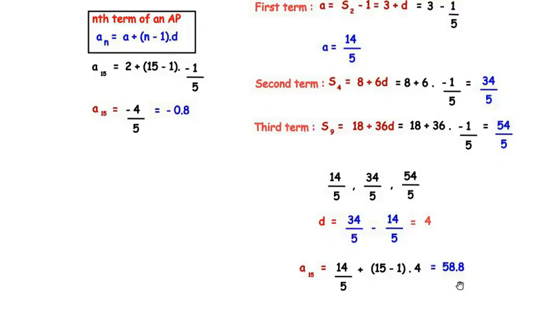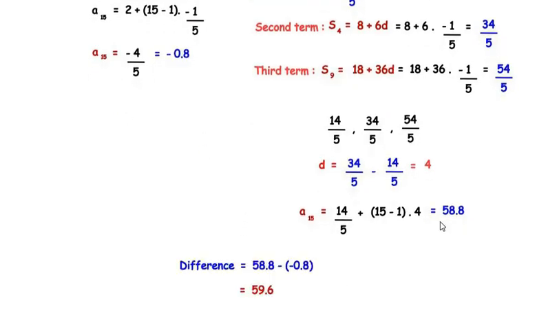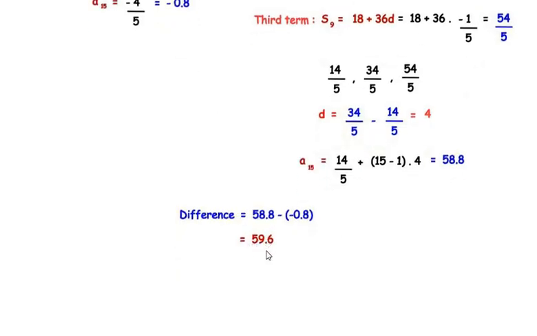Thus, since we need to find out the difference between the values of the two arithmetic progressions, we are going to take here the higher value minus the lower value. So this is going to give us the difference as 58.8 minus 0.8, giving us the value as 59.6. So this is going to be our answer.